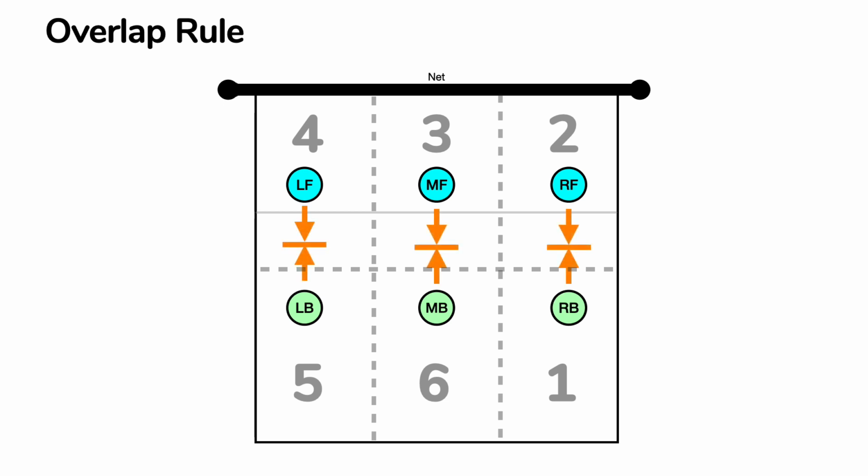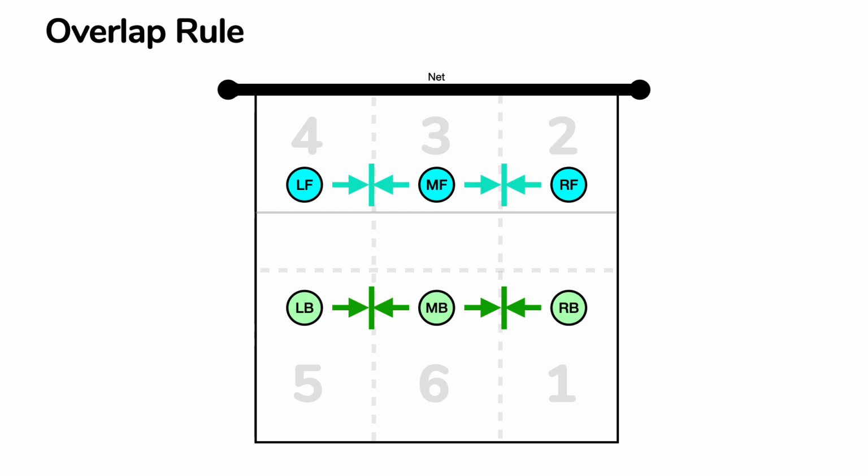As a back row player, you can't line up in front of the player in front of you. Front row players can't line up behind the player behind them. So the player in 4 can't be behind the player in 5. And the player in zone 3 can't be behind the player in 6. And the player in 2 can't be behind the player in 1.